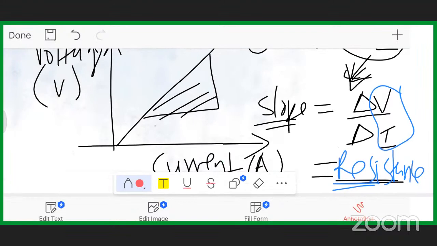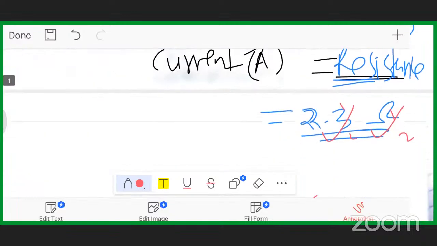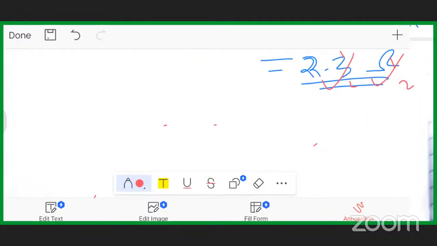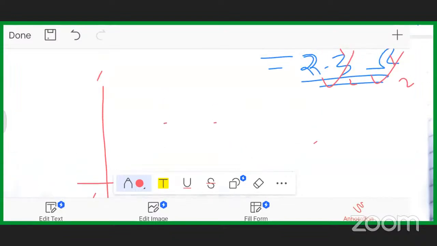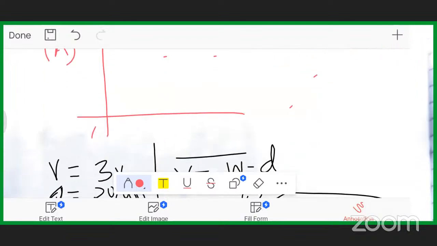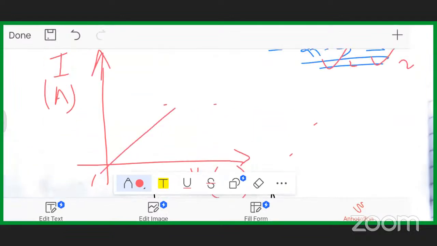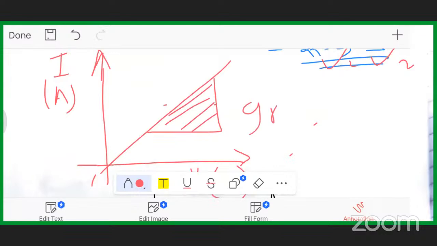So that is that. Now that is if you draw a graph of V against I. If you were to draw a graph of I in amps against V, of course you're supposed to write in volts, then the graph will still be a straight line passing through the origin. The gradient of the slope will now be change in I over change in V.